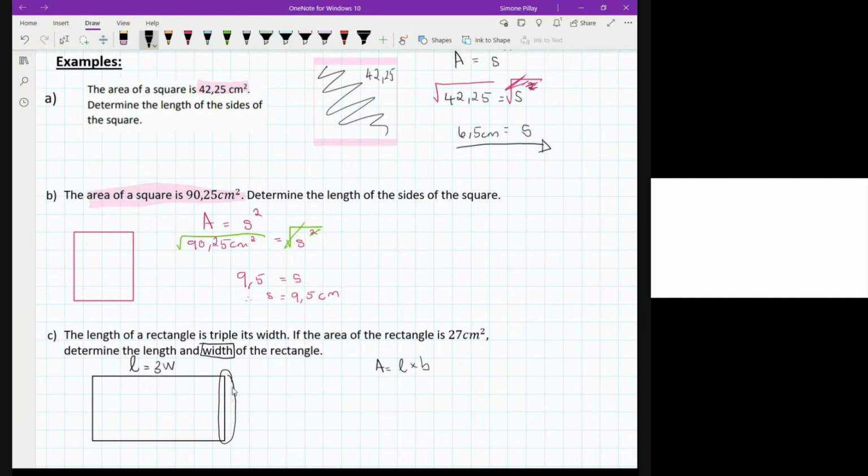W, ma'am. We can use W, right? Because this is the width and my length is actually triple my width. So we've now basically written our length in terms of our width. Would you now maybe be able to try again immediately and tell me what we are doing now?